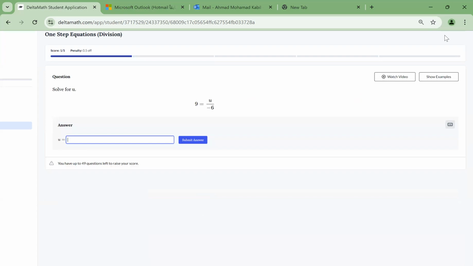Here you have 9 equals u over negative 6. So we multiply both sides of the equation by negative 6. And then these two cancel out. So you have u equals negative 6 times 9, which is negative 54. So u equals negative 54.